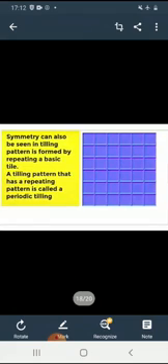Now let us see here. Symmetry can also be seen in tiling patterns. It is found by repeating a basic tile. Here one is the basic tile, isn't it? That same tile is going on repeating. This arrangement we will say has a periodic tiling. What is it? A tiling pattern that has a repeating pattern is called a periodic tiling.